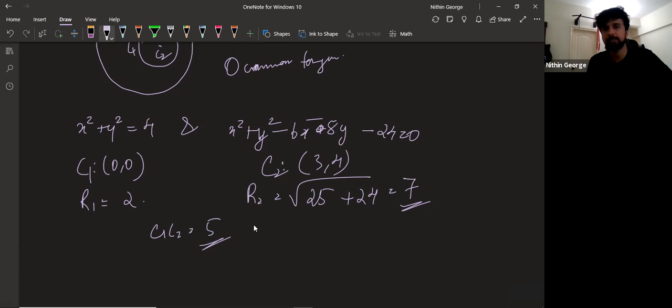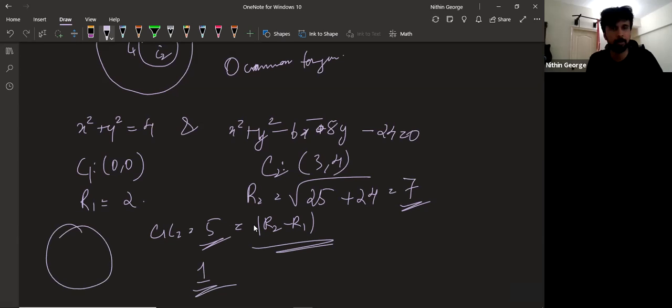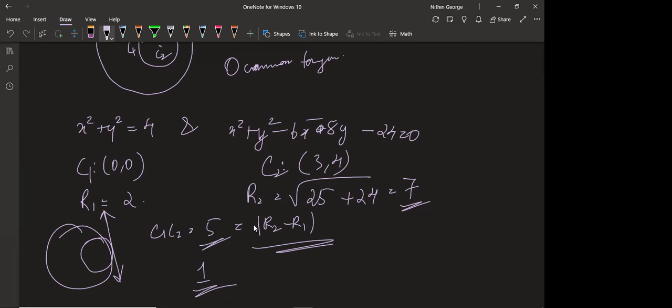And we see that this is equal to R2 minus R1, right? So how many common tangents? 1. Okay, so in your mind, you should imagine this case directly. It'll have 1 common tangent. You get 2 circles, you can figure out their relative positions. All right. That much sorted? Yes, sir. Okay.